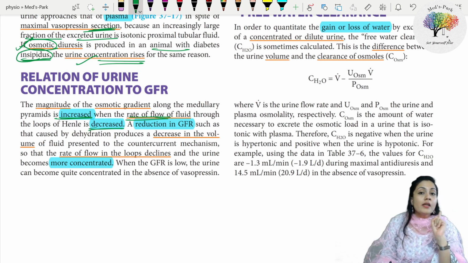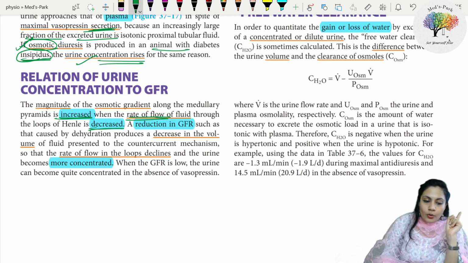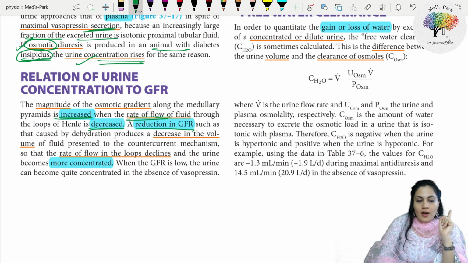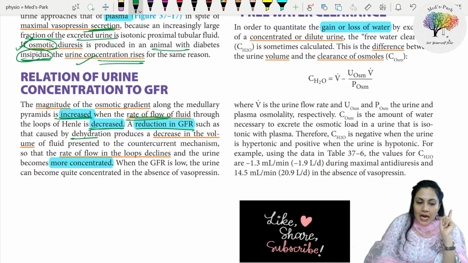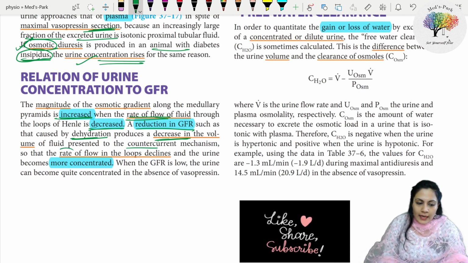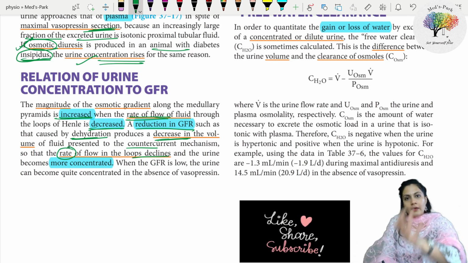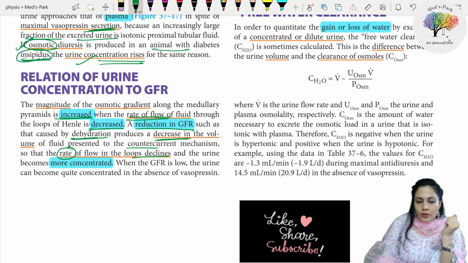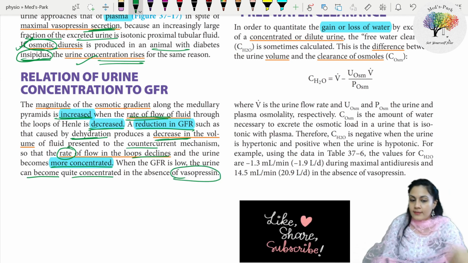Now understand, this is the inverse correlation which is talked over here. The reduction of the GFR, such as that caused by dehydration, produces a decrease in the volume of fluid presented to the countercurrent mechanism, so that the rate of flow in the loops declines. Obviously, if GFR is decreased, the volume presented to the loop is also going to be decreased, and the urine becomes more concentrated. When the GFR is low, the urine can become quite concentrated in the absence of vasopressin as well. Please remember that.